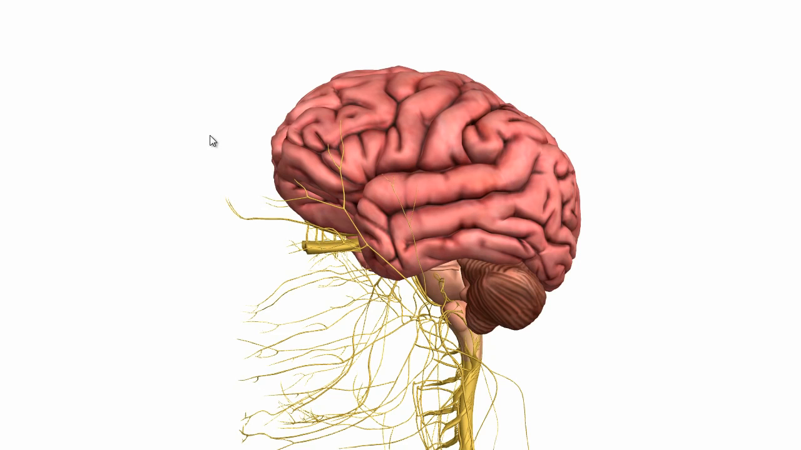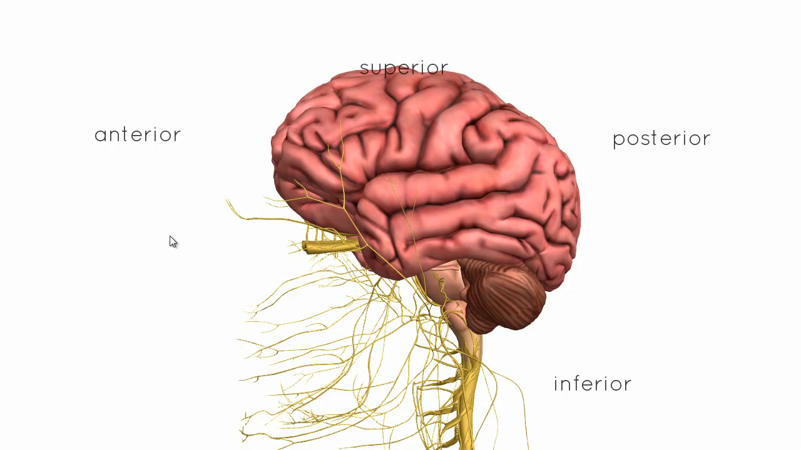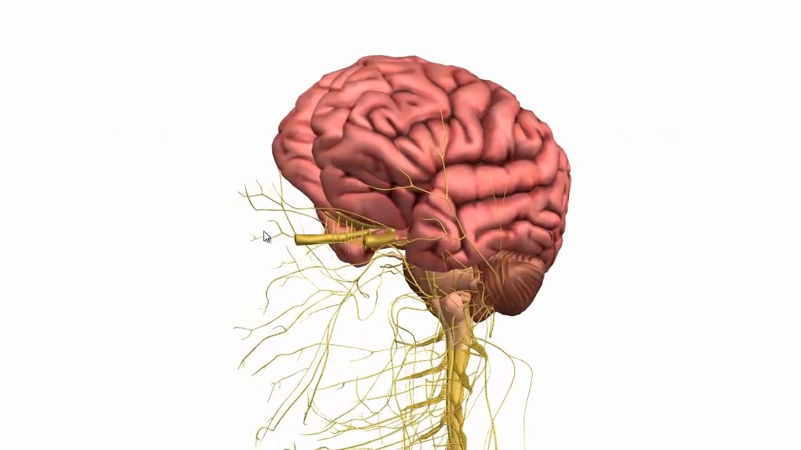First of all, I'll just point out what we're looking at here. We're looking at a side view of the brain. Anterior is this side, posterior is this side, and obviously superior and inferior. So you can see the brain, how it sits there. I'm just going to rotate it around and we'll take a look at the brainstem.